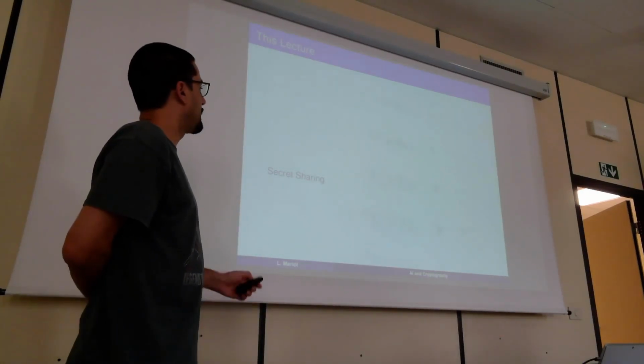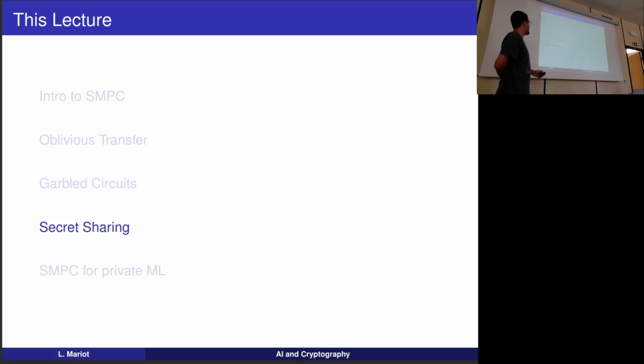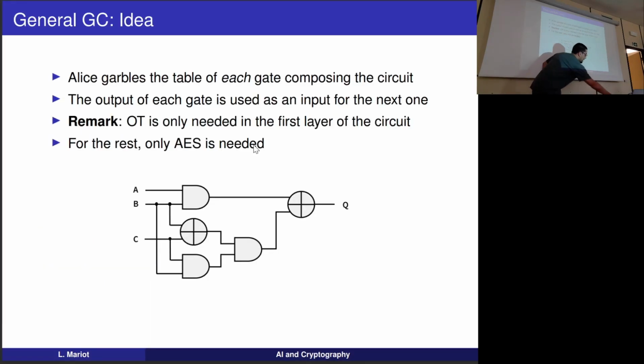This morning we left with the idea of secret sharing, not secret sharing, garbled circuits. So, we said how to use garbled circuits in general to compute any Boolean circuit.